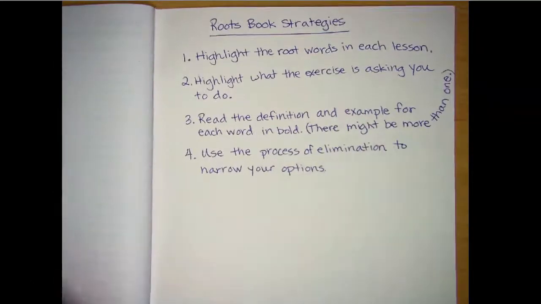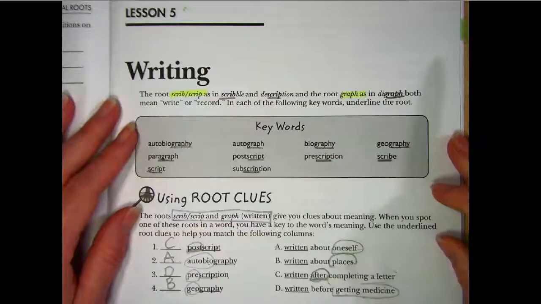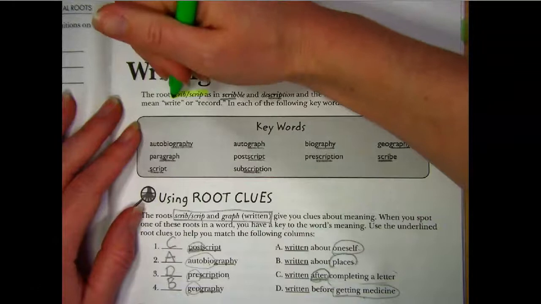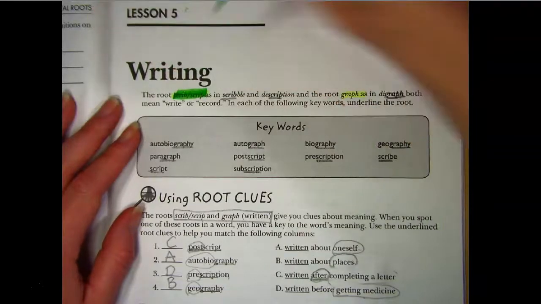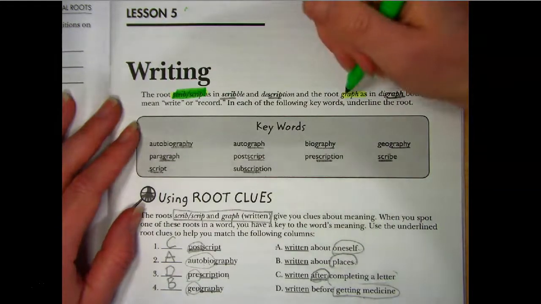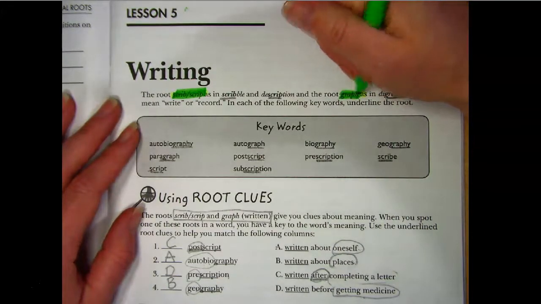Let's go ahead and turn to page 21, Lesson 5. So in class today, we did the first page of Lesson 5 together. At the top, you'll see that the root words for these lessons are scribe, script, and graph.